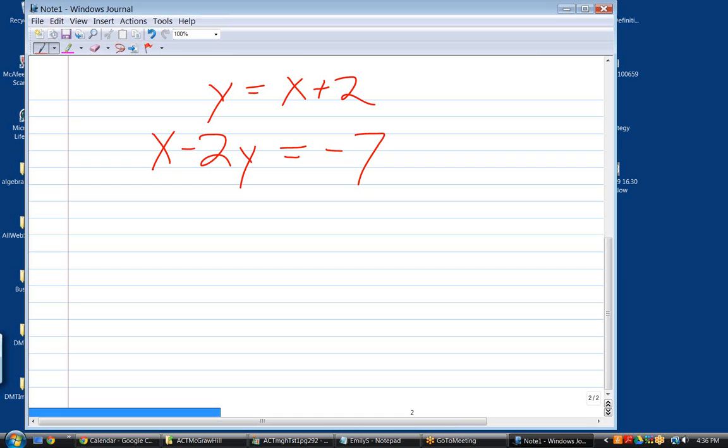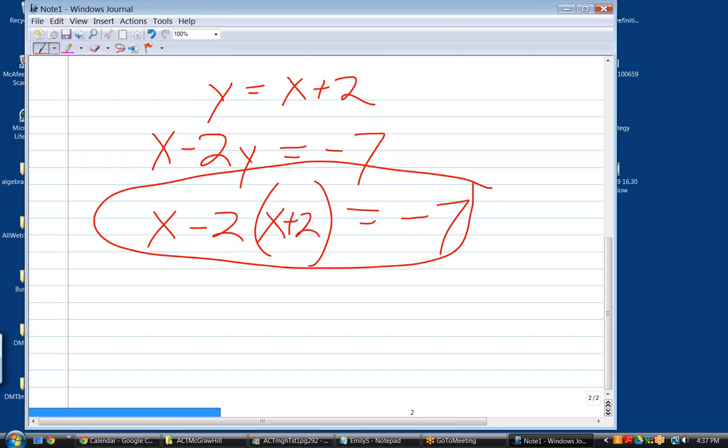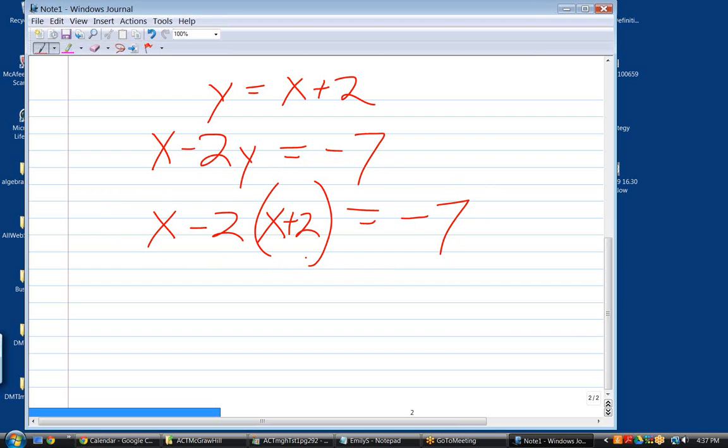In other words, different problems lend themselves to either method. This one is particularly good for substitution. Why? Because one of the variables is completely defined in terms of the other. So I can go into this second equation here, and wherever I see y, I'm going to substitute x plus 2. So I get x minus 2 times (x plus 2) equals -7. And now we have one equation and one unknown. Let's solve that. It's the next line here.